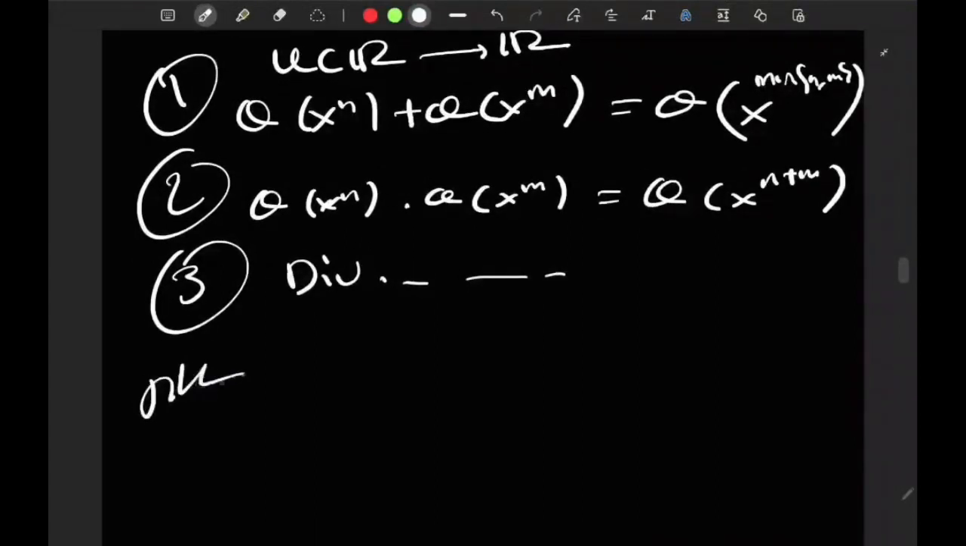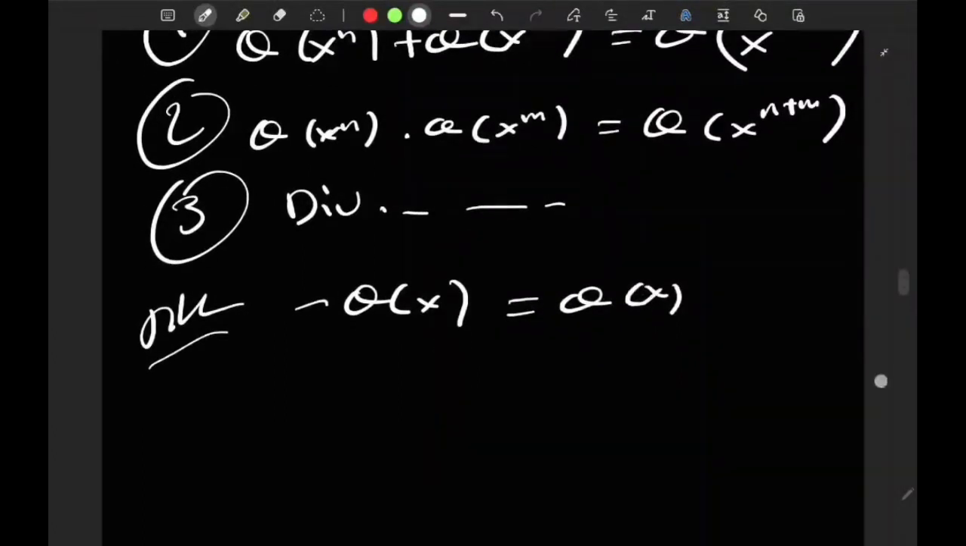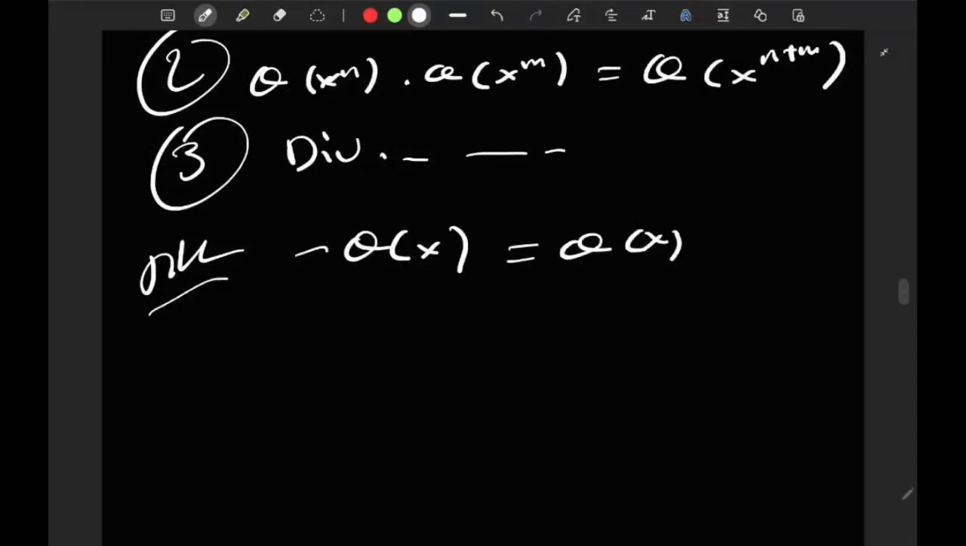So this is a remark. If I'm saying minus little o of x, it's the same as saying little o of x. These two things are equivalent. So the negative sign does not matter much when it's in front of the little o.